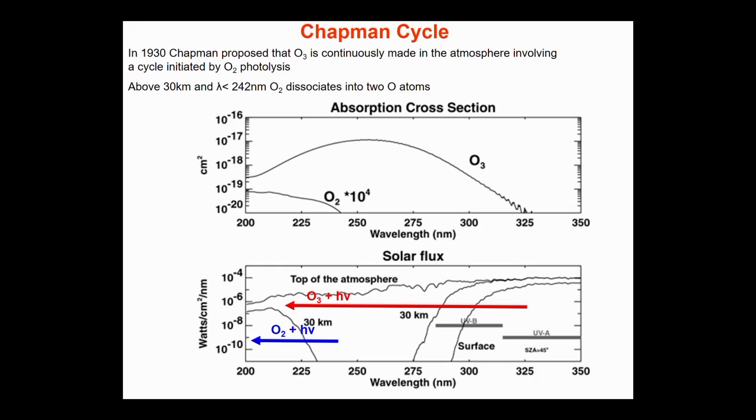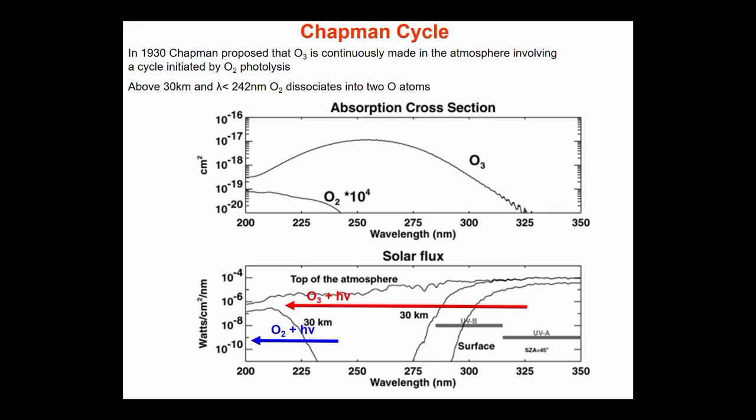Now, this bottom curve shows you the incoming intensity of radiation at different heights in the atmosphere. So that top wiggly curve that goes from about 10 to the minus 6 out to about 10 to the minus 4 across the same wavelength range, is the intensity of the incident radiation at the top of the atmosphere. Okay?